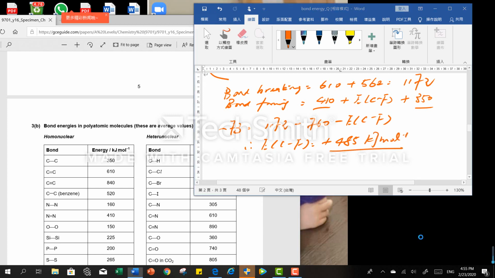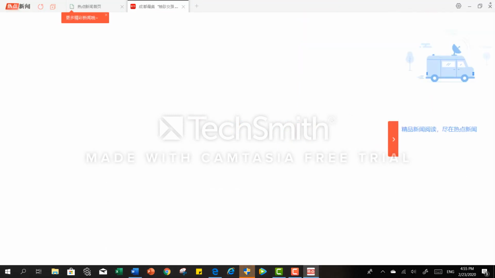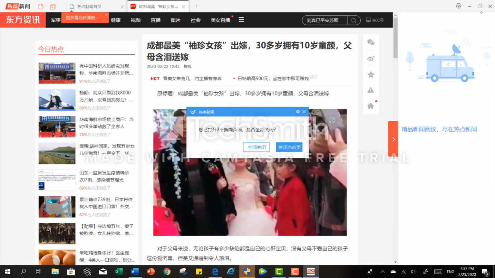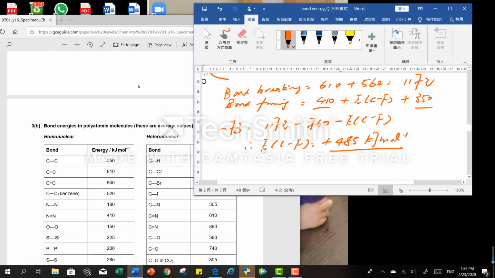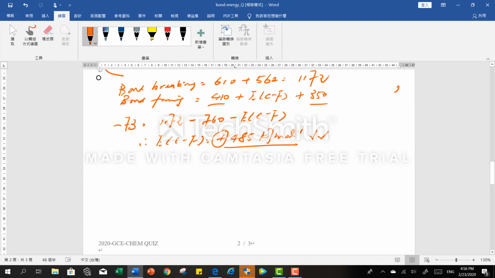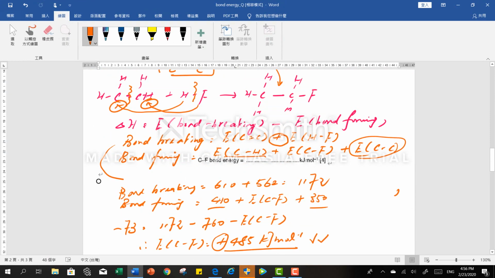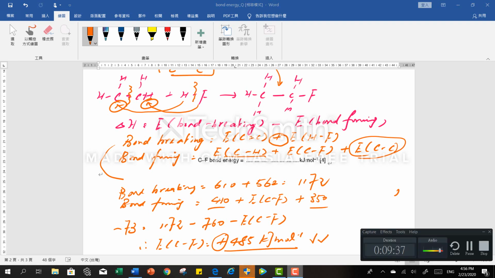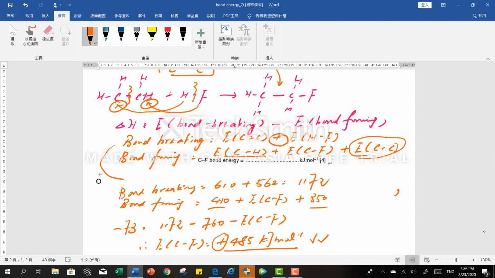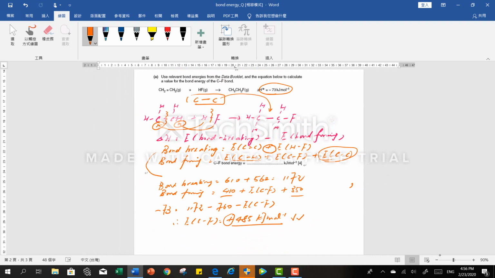Now remember the bond energy. Remember the bond energy is always positive 485, always positive, because bond energy means the energy required to break 1 mole of that particular bond. Okay, so the final answer is 485. So remember to get your data booklet ready when you're doing this.